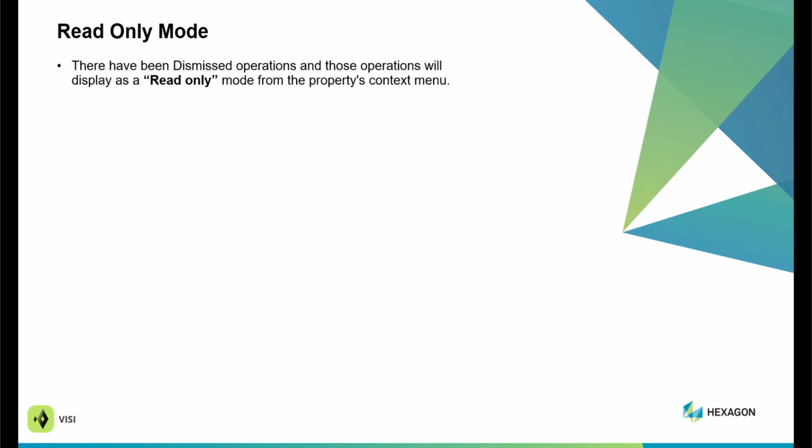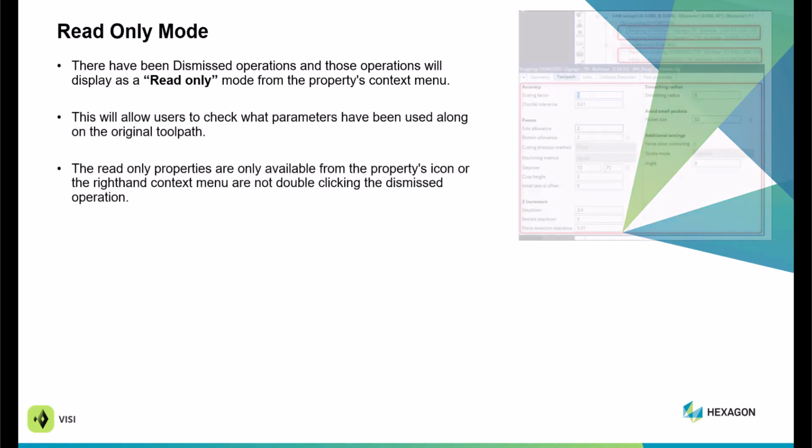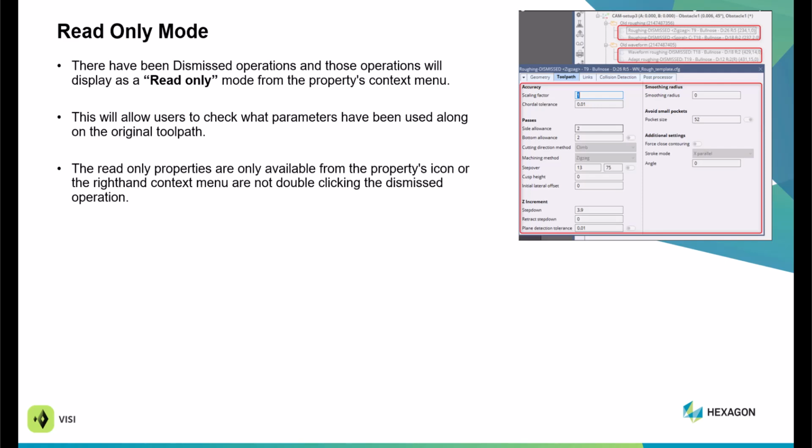Read-only mode. There have been some operations that have been dismissed in this version. They will still display, but they'll display in a read-only mode. This allows the user to check parameters. It allows them to post the operation in the current setup. So an example of a dismissed operation could be a roughing standard, could be a finishing standard, etc. And basically with those operations, if you're looking to add or modify, as mentioned before, you would use the add operation from and choose a new operation, and that's going to migrate the settings it can from the old operation.